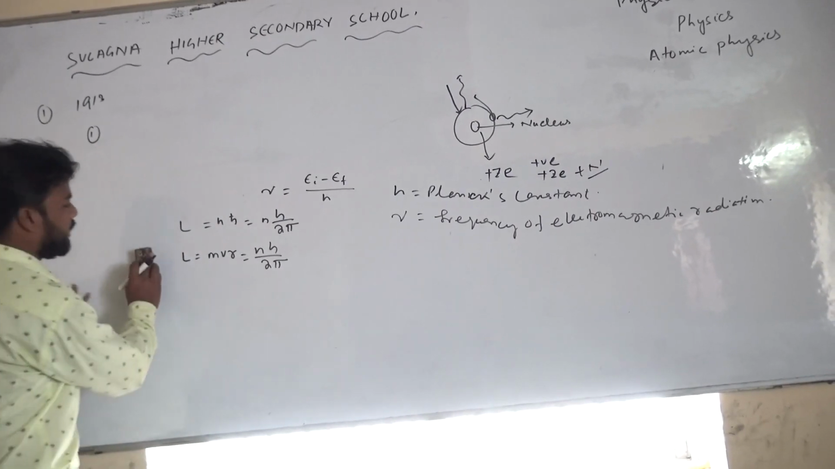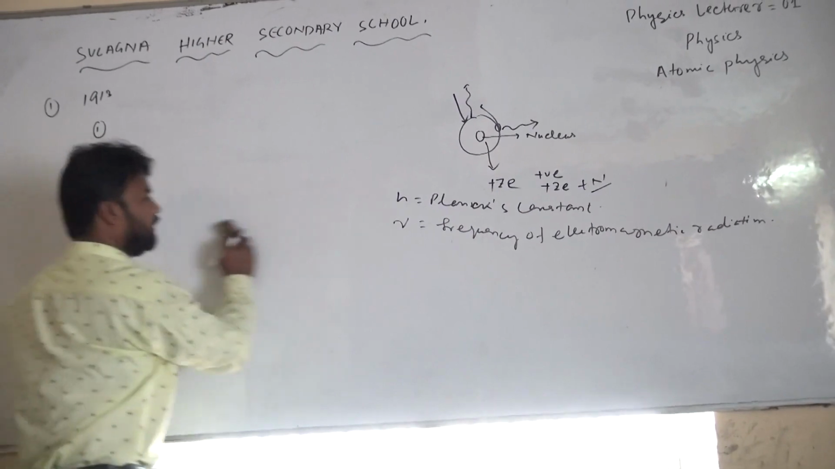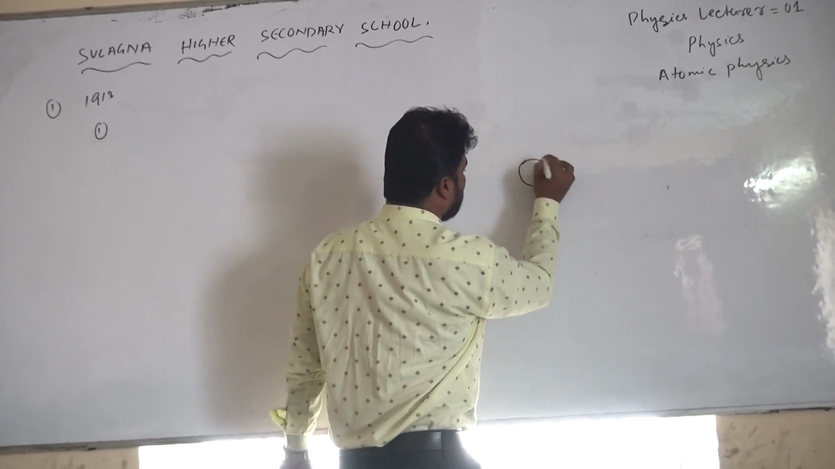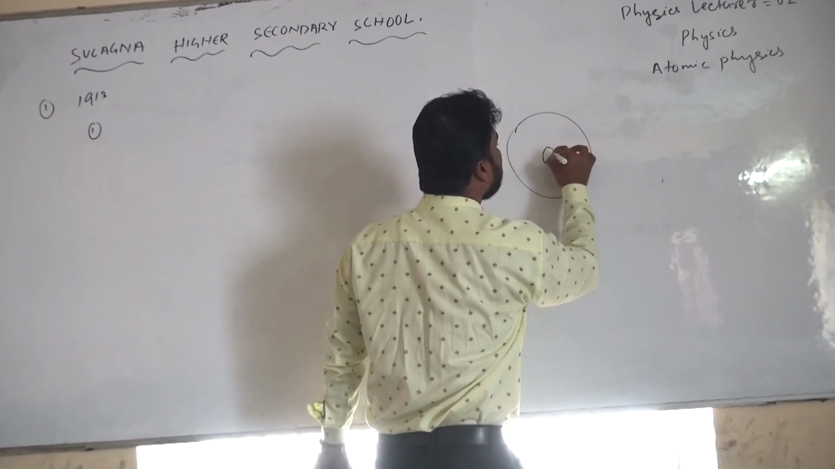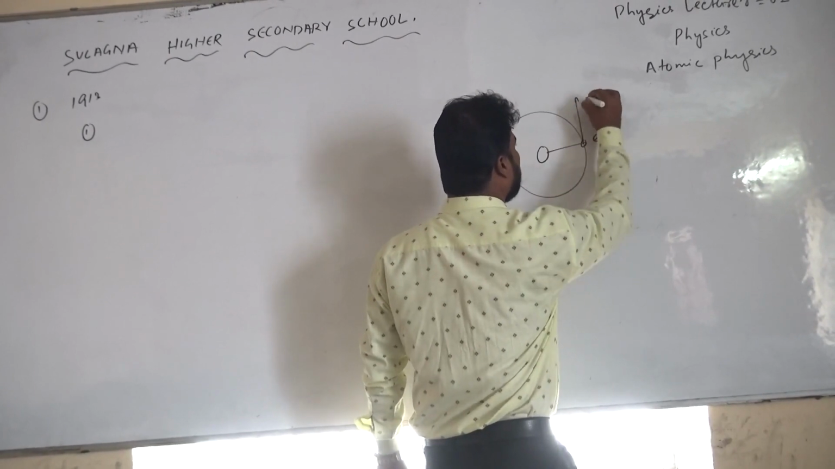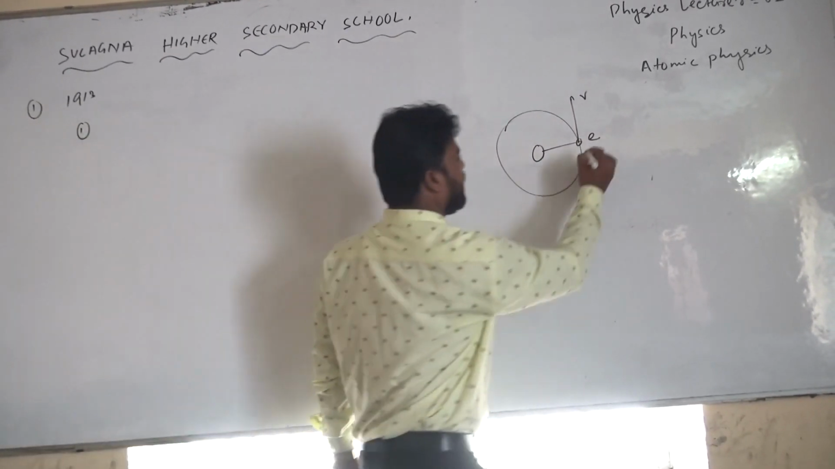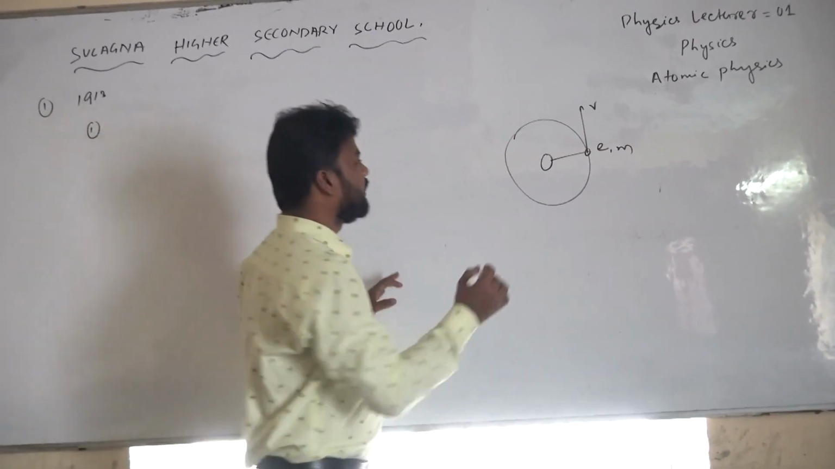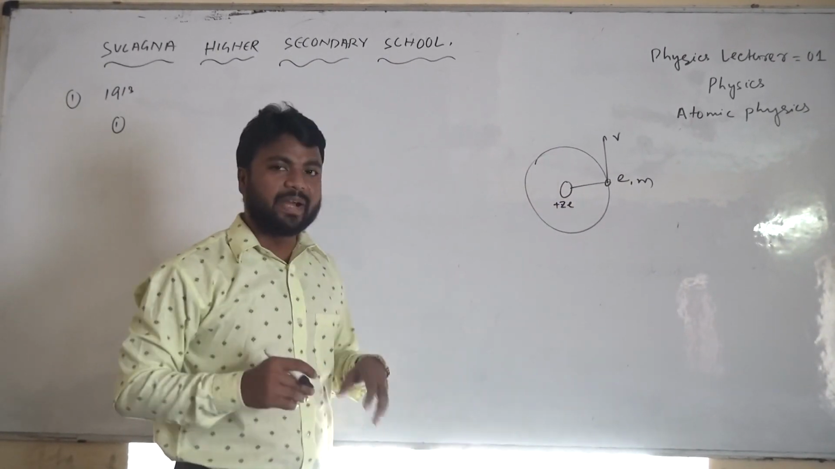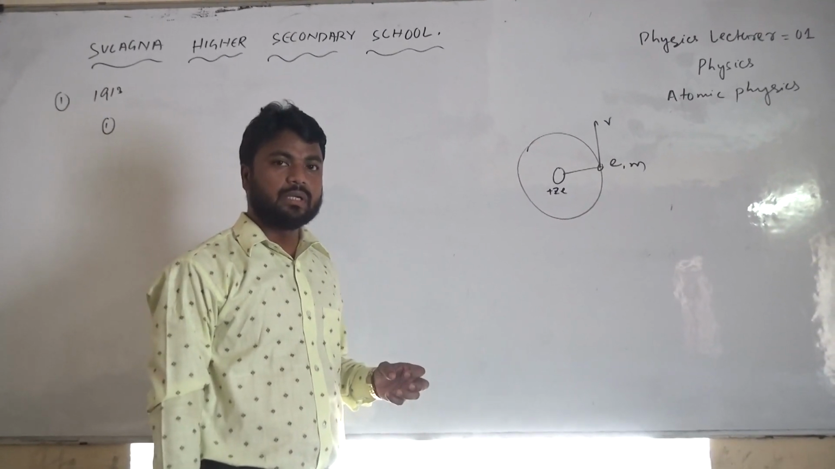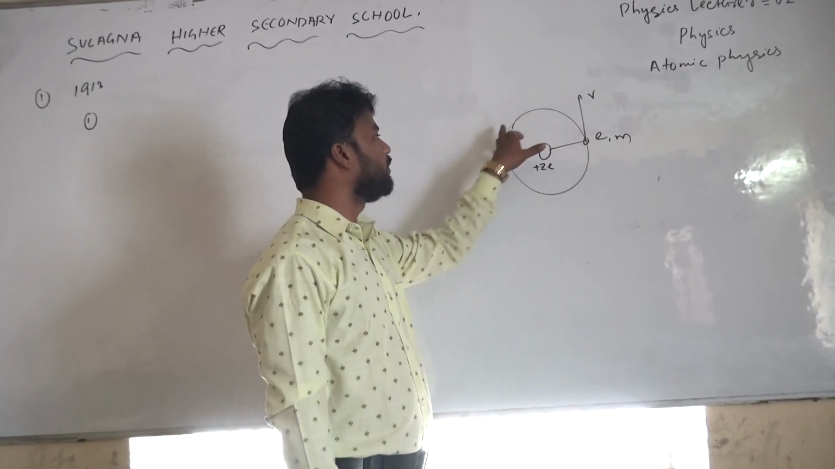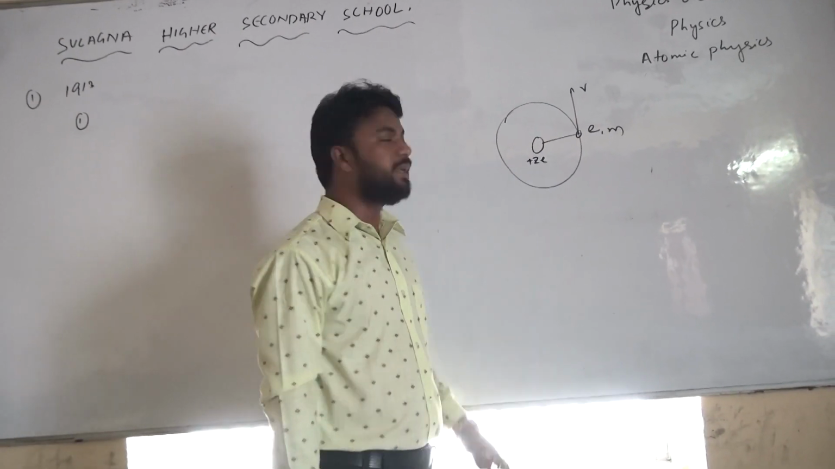Now comes Bohr's derivation for an electron in hydrogen-like atoms. Bohr assumed that when an electron of mass m revolves around the nucleus with velocity v, the electrostatic force provides the necessary centripetal force to continue its motion in that specific orbit.